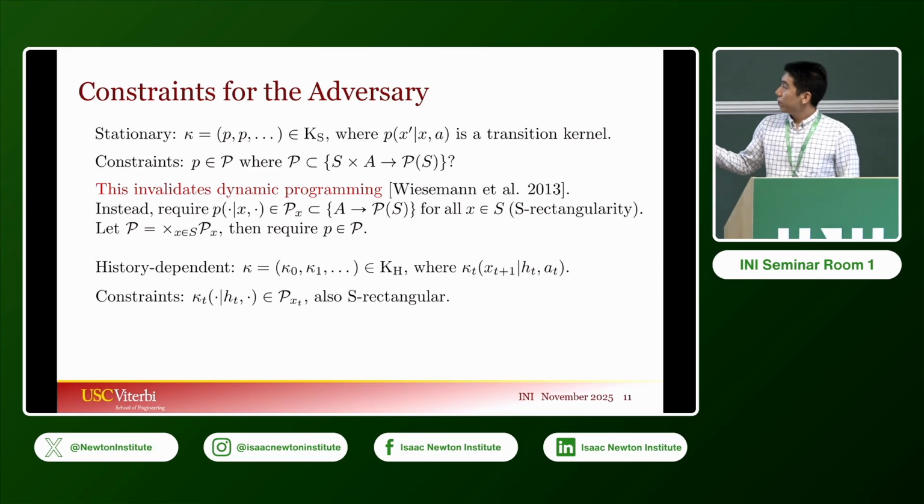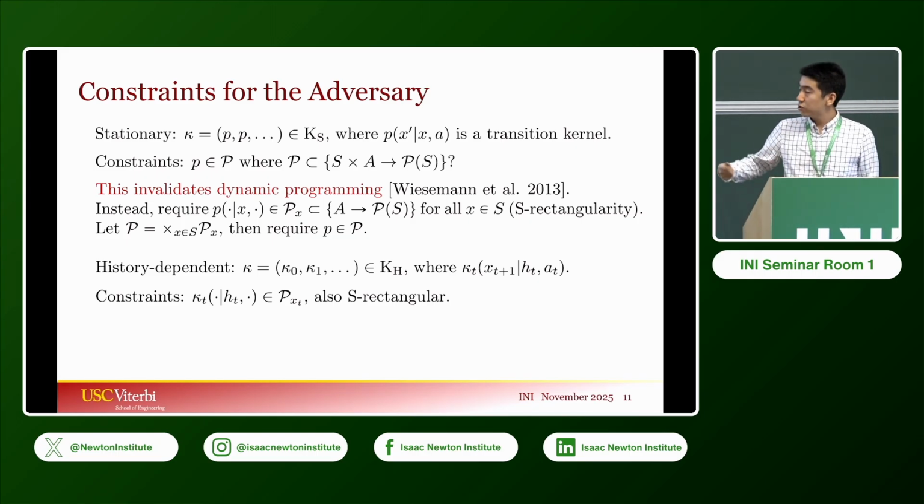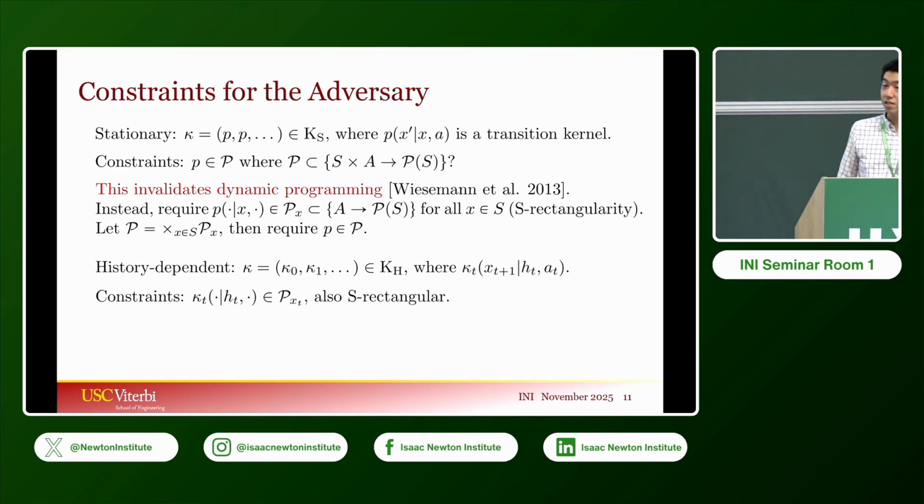Okay, so we can further extend this S-rectangularity to the history-dependent setting by requiring that the history-dependent adversary choose its conditional distribution within this P sub x_t, where this x_t is the last element of the history h_t. So this is the S-rectangular adversary model.